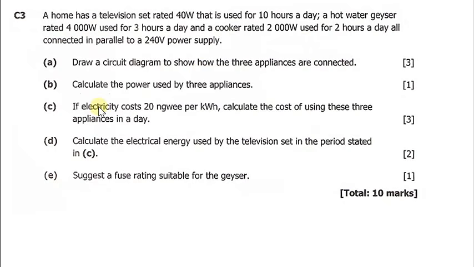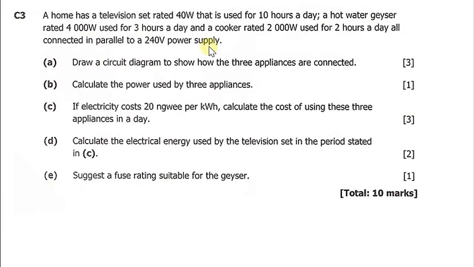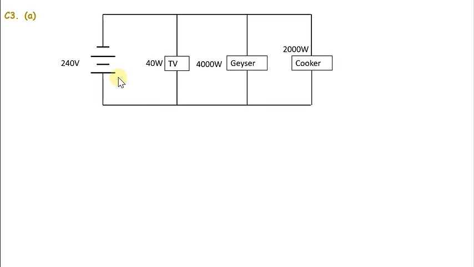Okay, so we draw a circuit diagram. They're in parallel, so it will be like this. So this is a 240 supply. Oh, this 240 supply should be an AC one. So for an AC one, we don't do it like this. It's supposed to be something like this.